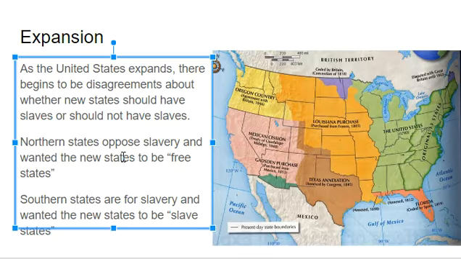And northern states opposed slavery and wanted the new states to be free states. So the northern states, as we got all these new places, they wanted them to be free, which means no slaves. Whereas the southern states, they're for slavery, and they wanted the new states to be slave states. So the North and South, not only do they disagree on the economy, but they disagree about slavery. And because they don't agree when these new states come in, they're going to have to try to find an agreement. And usually they don't get what they want, so they have to compromise.